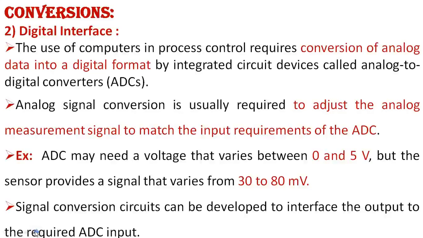Analog signal conditioning is usually required to adjust the analog measurement signal to match the input requirements of the ADC. For example, an ADC may need a voltage that varies between 0 to 5 volt, but the sensor provides a signal that varies from 30 to 80 mV. The signal conditioning circuits can be developed to interface the output to the required ADC.